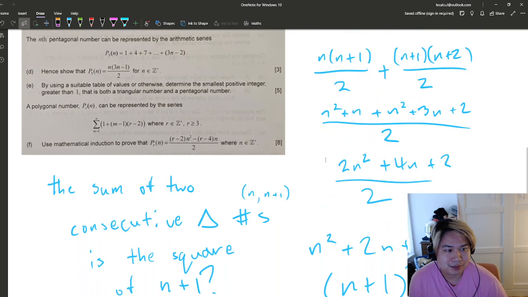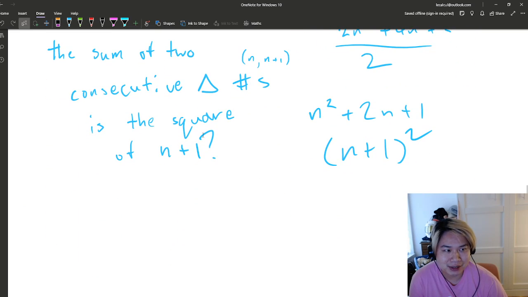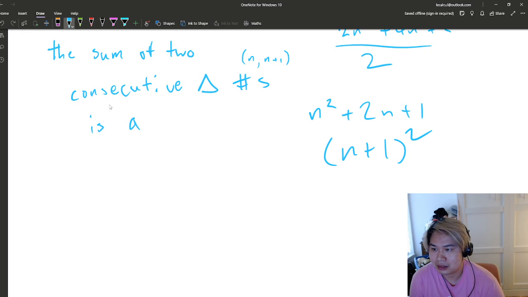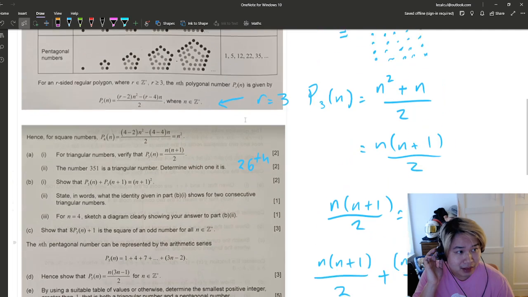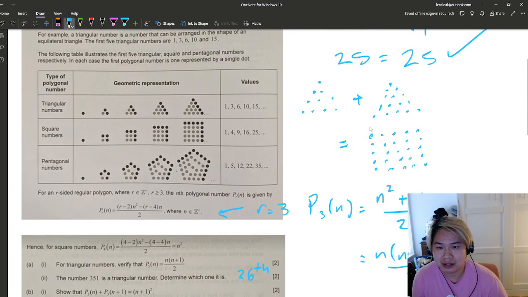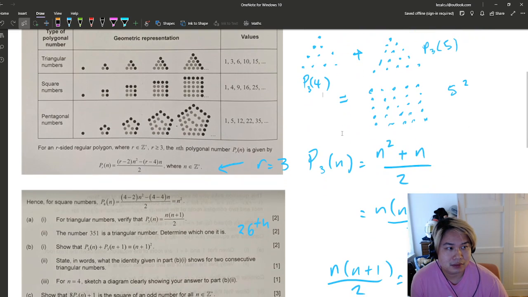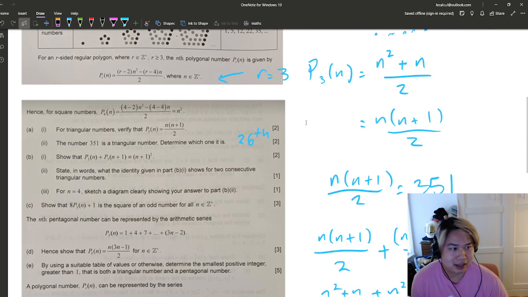Oh, I guess it makes a... Is this what they want you to say? The sum of two consecutive triangular numbers is a square number? Sure. Okay. And then there you go, right? This is 5 squared. This one is P35. This one is P34. Okay, I think that sounds good.